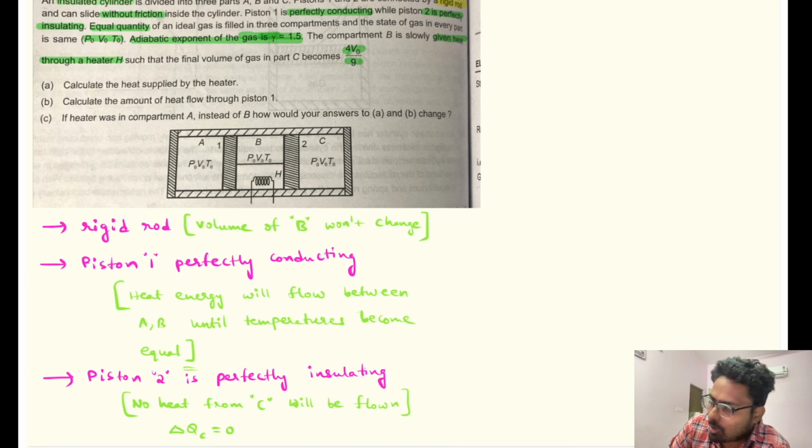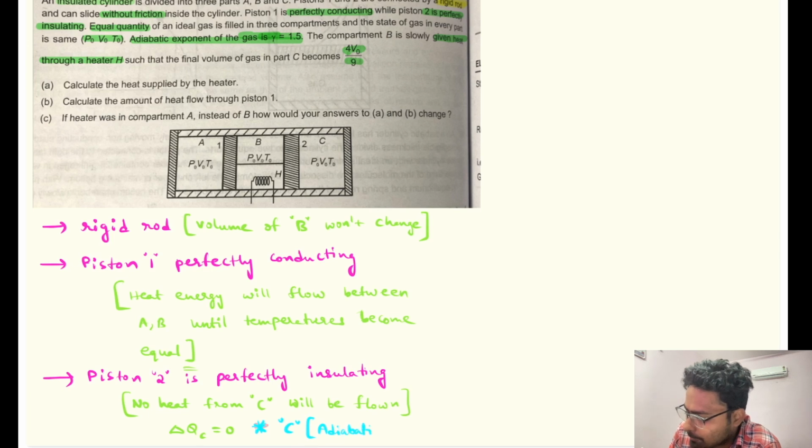That means what is the important conclusion here? It will be what process? Compartment C, already I was able to figure out, is an adiabatic process. Compartment C, what process will be followed? Adiabatic process. That's it, done. So one compartment we are able to figure out what will happen.